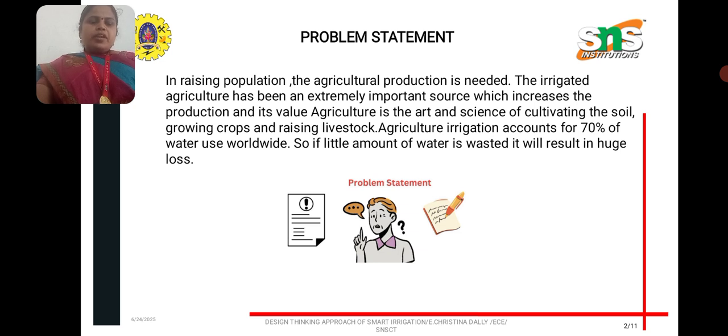With the rising population, agricultural production is very much needed. It is one of the extremely important sources which increases production, and agriculture is the art and science of cultivating the soil. As we know, about 70 percent of the water used worldwide goes to agriculture. So if a little amount of water is wasted, it will result in huge loss. So we have to identify what problems we are having, how much water has been wasted, and how the loss has occurred.